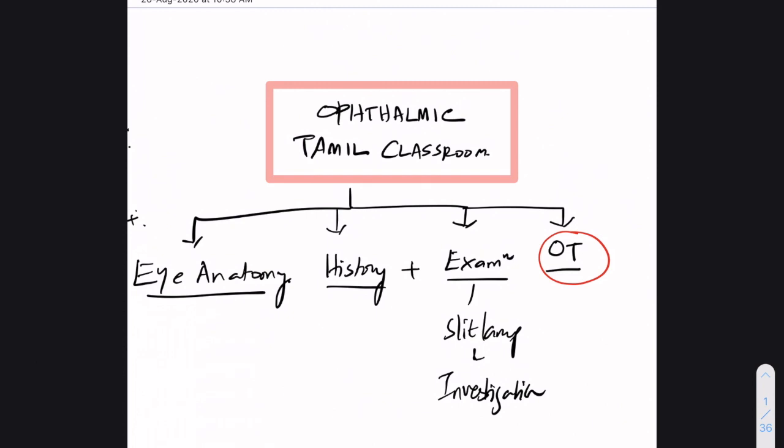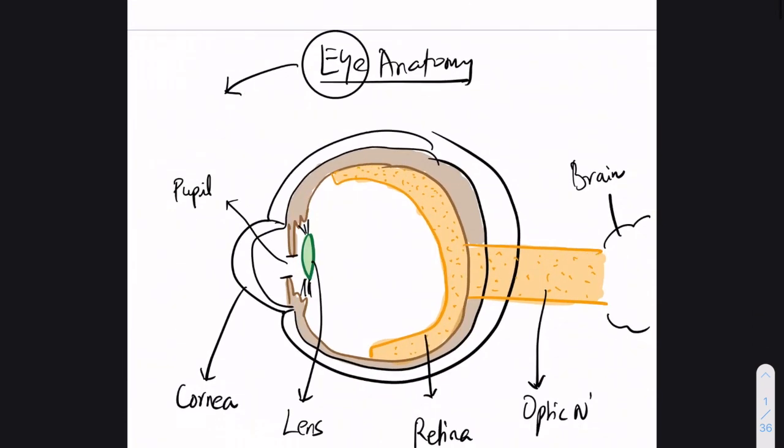So let's start with our ophthalmology Tamil and welcome to this classroom session, and I'm going to split the topics accordingly. First we'll discuss the eye anatomy, the history, the examination part with some details on the diseases of the eye and how you actually talk to a patient in Tamil in the operating theatre. So let's start with the eye anatomy.